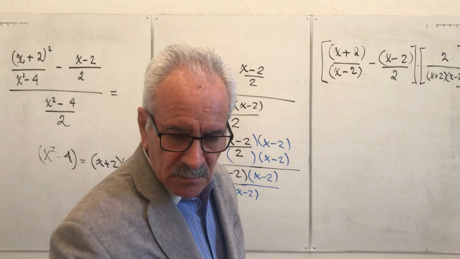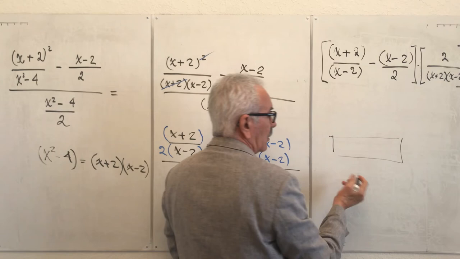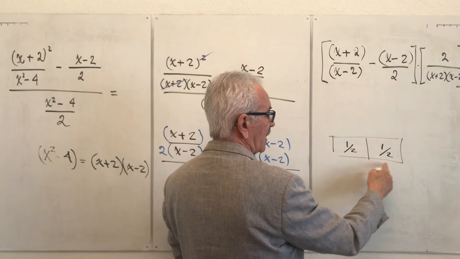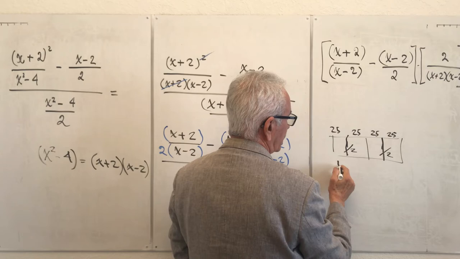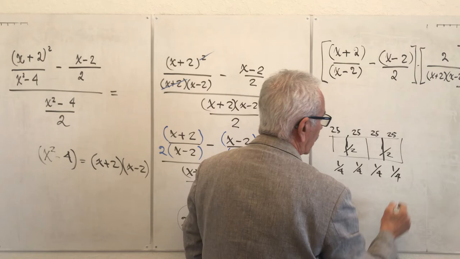Fraction. The total is $1. You can divide it in 1/2, 1/2, 50 cents, 50 cents. You can divide it in quarters, 25. Now this is 1/4, 1/4, 1/4, 1/4. And before it was 1/2, 1/2.